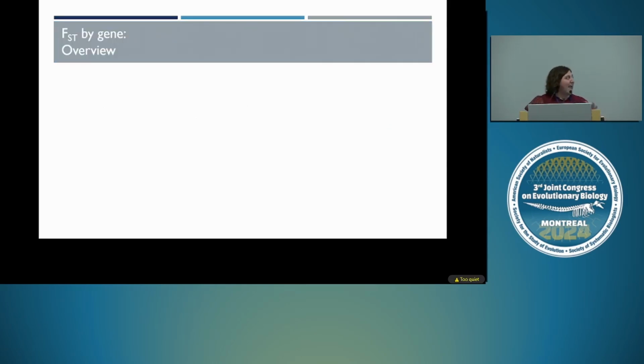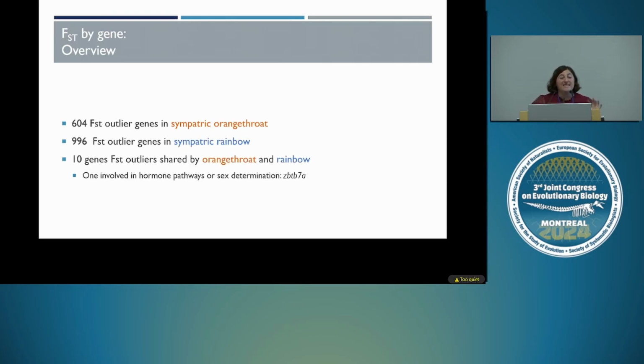So looking at where we have high differentiation genes in these genomes, we had 604 FST outlier genes for the orange throats and 996 for the rainbow darters. And only 10 of these were shared between the species, and of those 10 genes, only one of them is potentially involved in sex determination hormones, and that's ZBTB7A. More on that in a little bit.